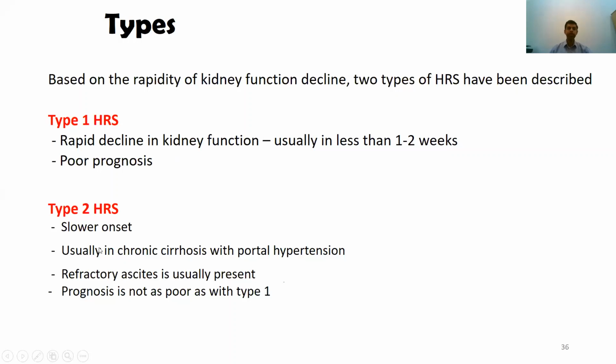Type 2 is where the kidney function decline is very slow to happen. It happens over a period of time. And usually this happens with chronic cirrhosis patients with portal hypertension. And these patients tend to have refractory ascites as well. And the prognosis is a bit better than your type 1 hepatorenal syndrome patients.